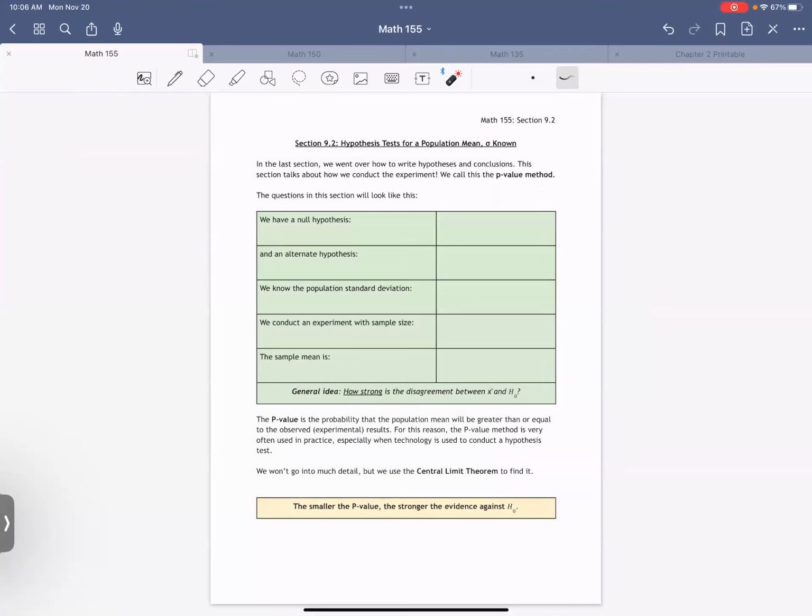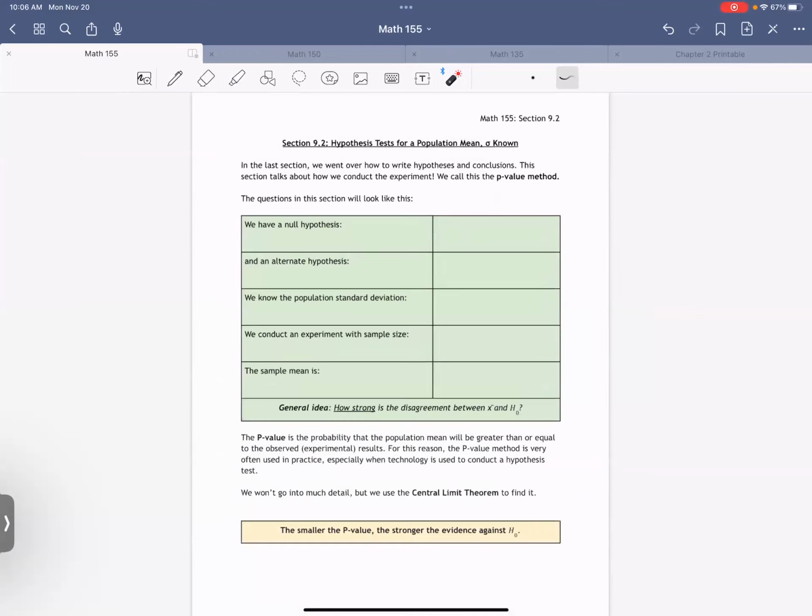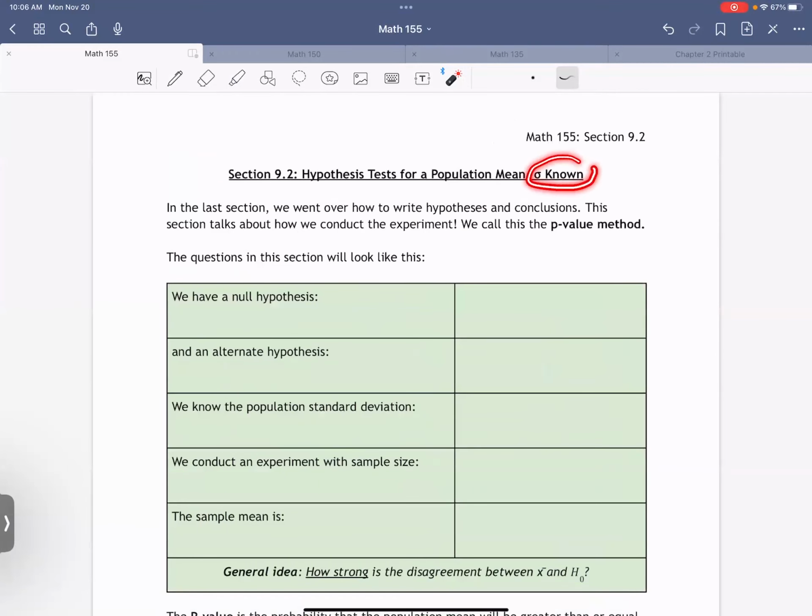So let's go ahead and talk about hypothesis testing for a population mean when sigma is known. Just like confidence intervals, we're going to have questions that give us problems where we know sigma, and then there's going to be problems where we don't know sigma. This section is just where we know sigma. The other section is where we're going to be given S instead of sigma, right? So in these questions, we're going to learn how to use this thing called the p-value method.